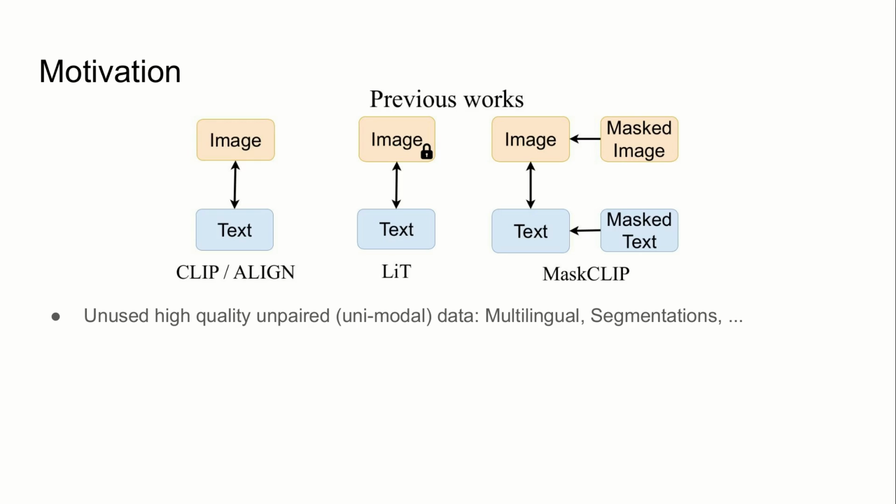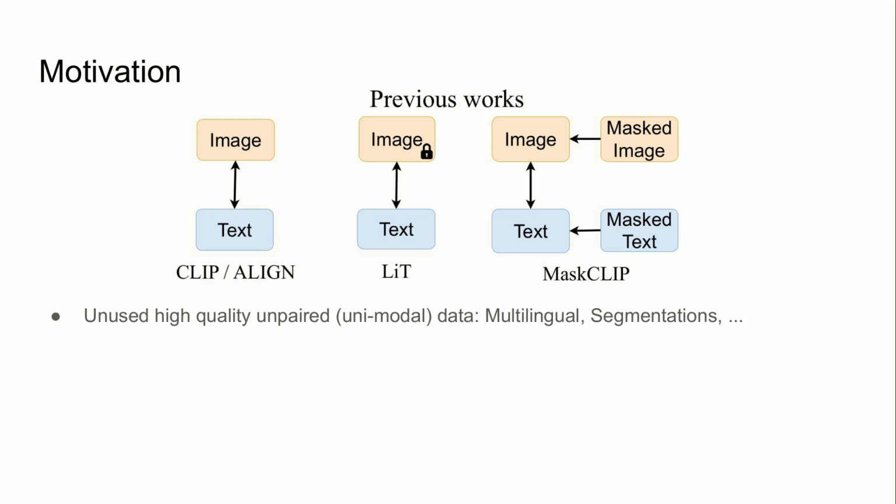What is missing from prior work is the reliance on paired data. There is a lot of unpaired data with higher quality. For example, there are far fewer paired samples in languages other than English, but there is a lot of text in languages other than English. Or images with segmentation usually don't have captions, but they have rich segmentation masks.